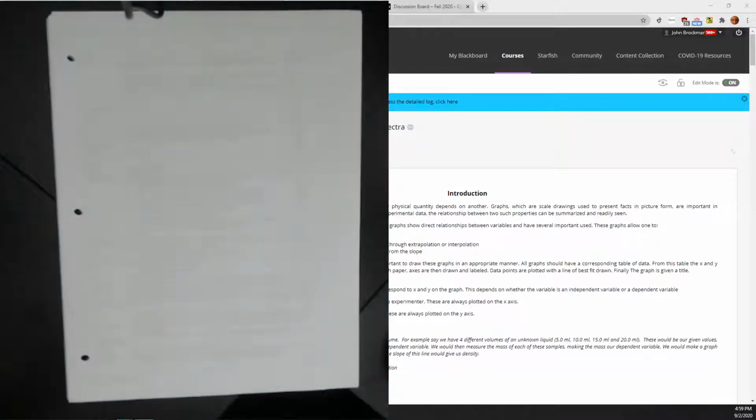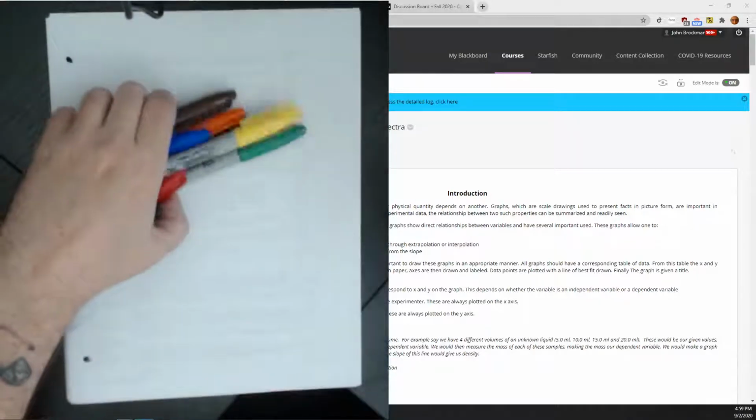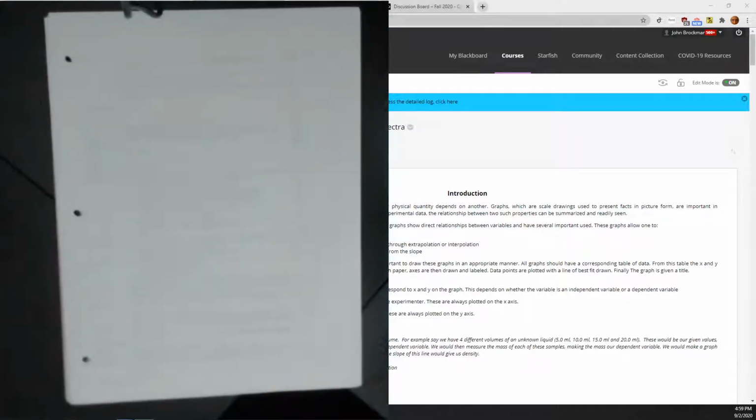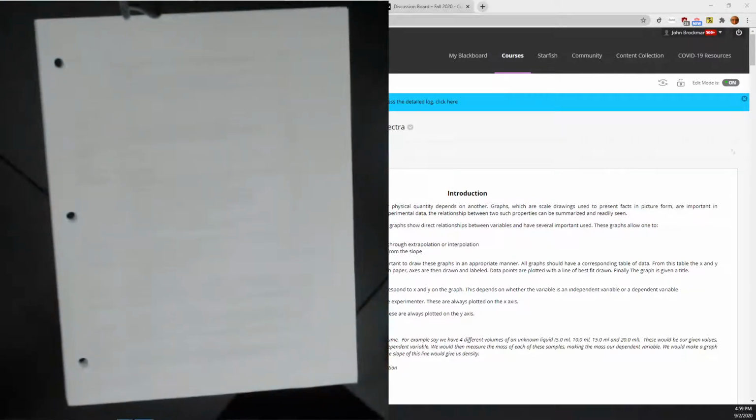All right, so today, Lab 3, we're going to go over graphing and we're going to go over emission spectra. Cool? Cool. So when it comes to graphing, you want a big graph. You want your graph to take up a significant amount of the page. You don't have to take up the whole page. You're probably going to have to do some math, but you want your graph to be fairly large.